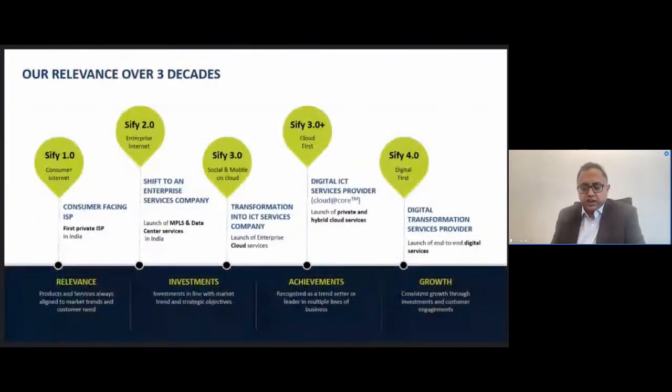So in the starting, quickly, as we all know, Sify from 1995 was the first private ISP. From there, in 2000, it became the first commercial data center provider. In 2003, we were the first managed SOC provider. In 2007, a lot of people don't know, we were the first cloud provider in India when hyperscalers were not there. And in 2011, we brought the first hyperscaler to India along with the data center.